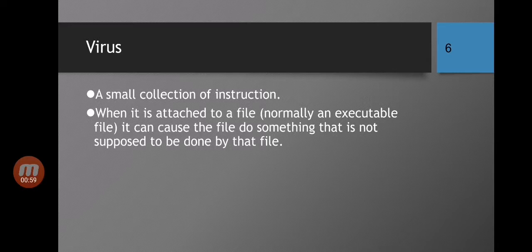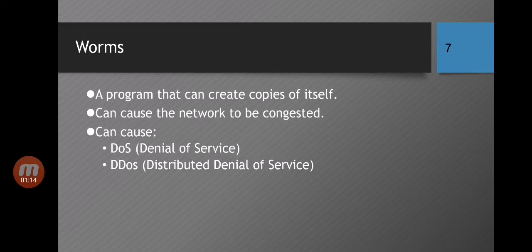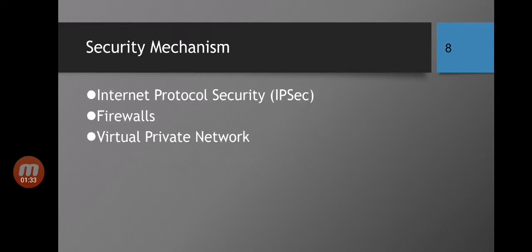Virus is a small collection of instructions when it is attached to a file. So you have to be careful whenever you receive a file, because it can cause the file to do something that it's not supposed to do. A worm is a program that can create copies of itself. It can make copies, replicate itself in thousands. So it can cause the network to be congested. And due to this, it can cause denial of service and distributed denial of service.